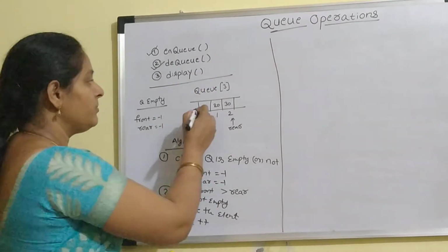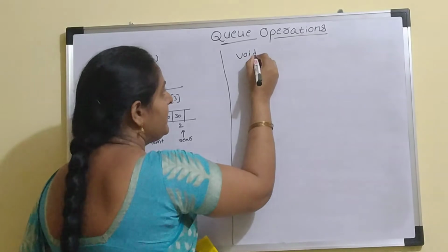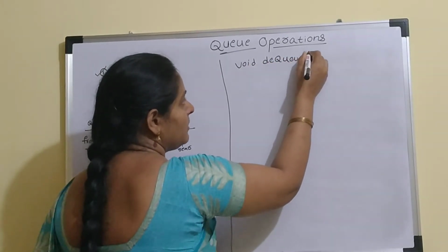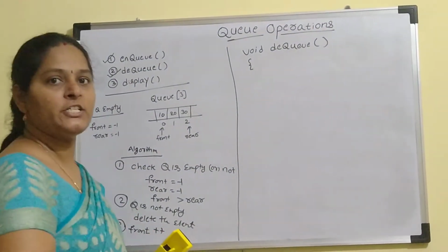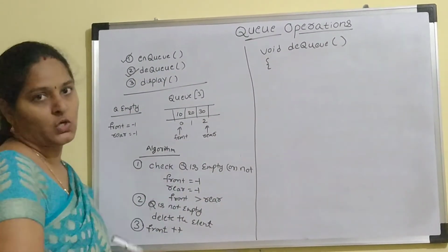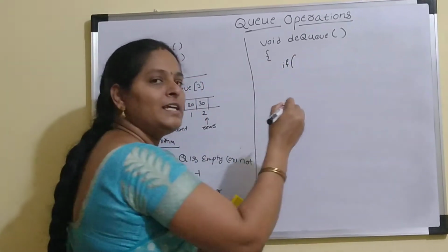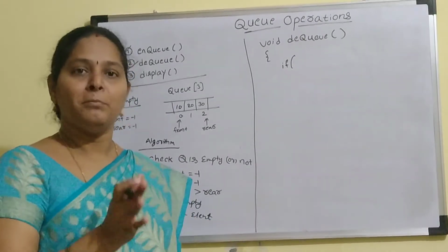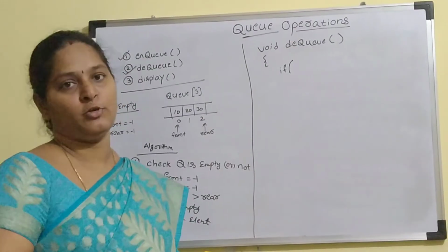Let us see the code for the deletion operation. Deletion operation is also called the DQ operation. Void DQ. Before deletion, what is the first step we need to do? We need to check whether the queue is empty or not. So how do we check that? Generally, the deletion operation is done from the front end only, so it is better to check the condition with the front pointer only.